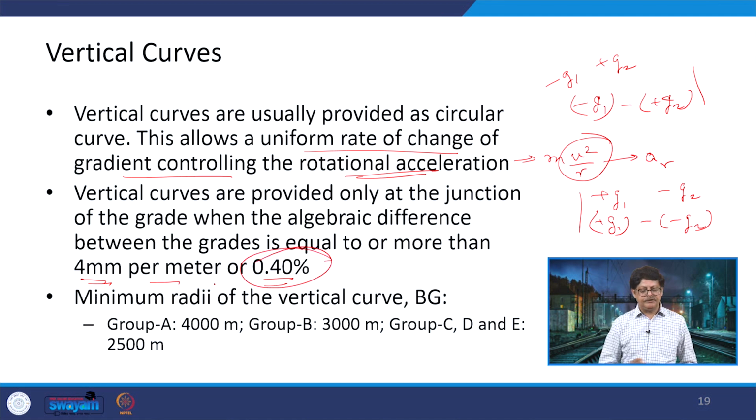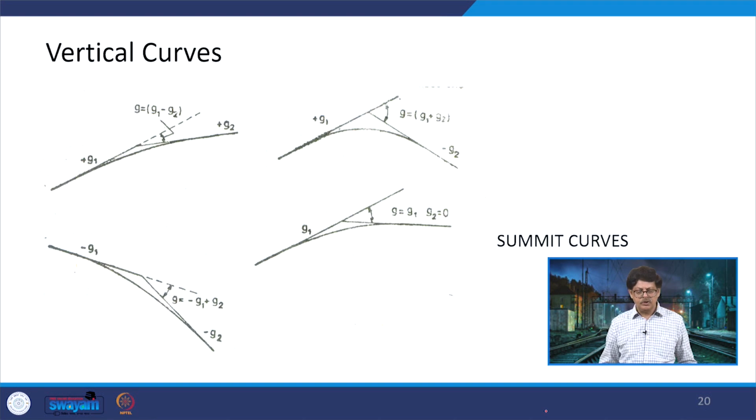And the value has been given. If it is equal to or more than this, then only in that case the vertical curves need to be provided. If it is less than that, then there is no requirement of providing a vertical curve. The kink is not so problematic that it will create problems in terms of uncomfortable ride or tension or compressions on the couplings. The minimum radii of the vertical curve in the broad gauges have been defined for the different groups of tracks. For A it is 4000, for B it is 3000, for C, D and E it is 2500 meters.